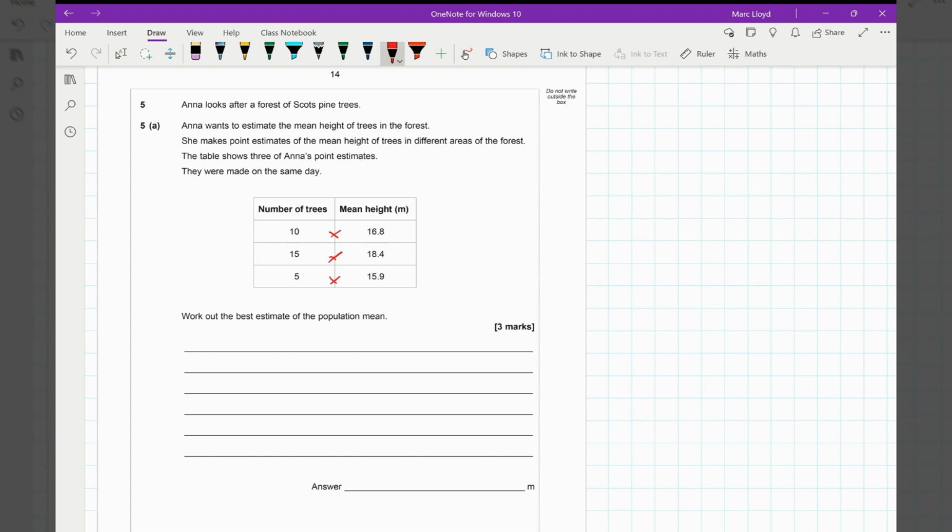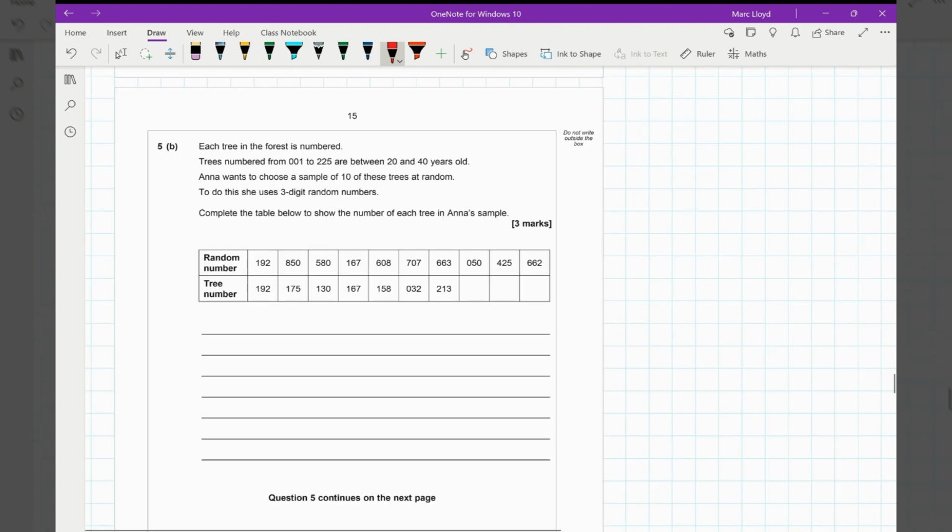So 10 times 16.8 is 168, 276, and then 79.5. We're then going to add them together and add up the total number of trees in this sample. Adding them all up together, we get 523.5. And then 523.5 divided by 30 gives us 17.45. Fantastic. Okay, on to part B.